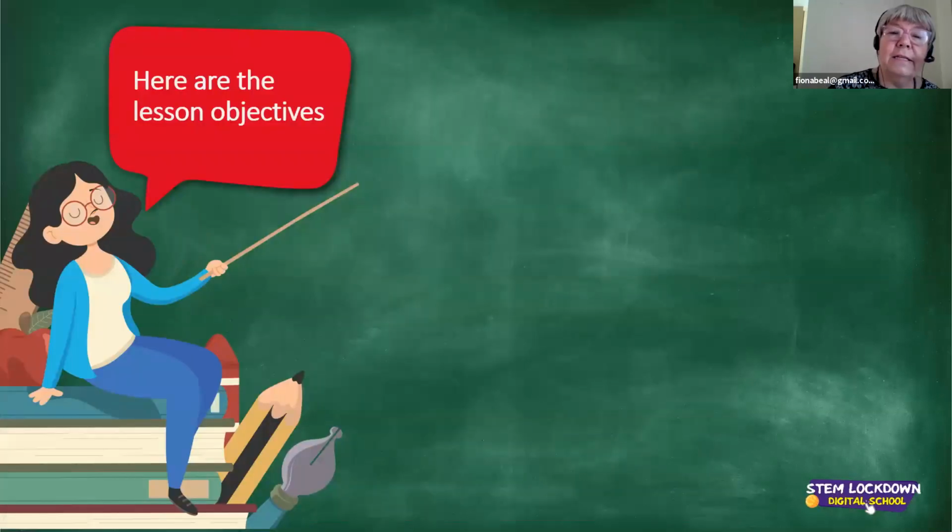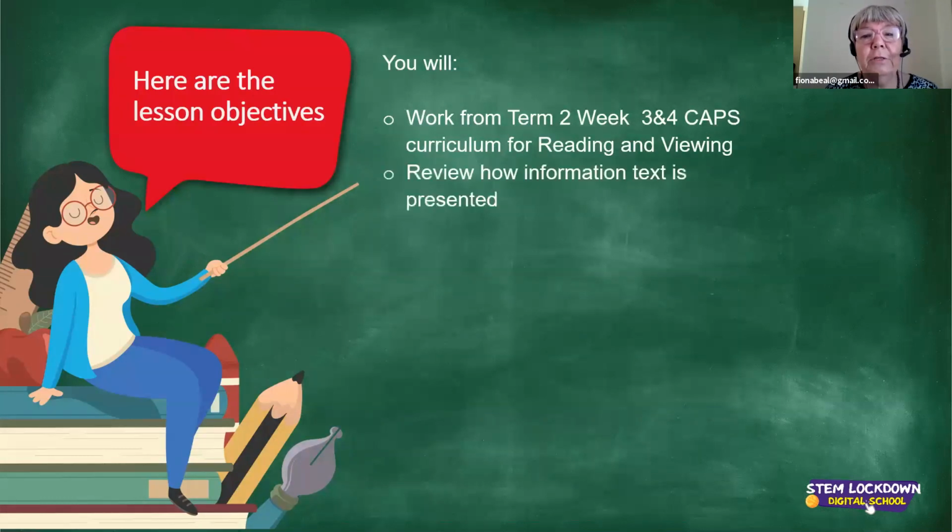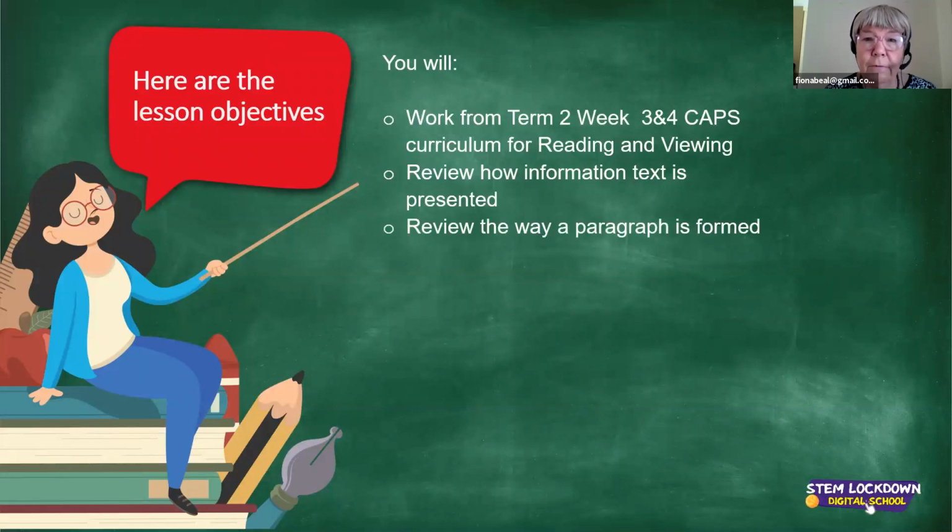So I always like to tell you what we're going to do first so that you know what's coming. Today we're working from term 2, week 3 and 4 of the CAPS curriculum for reading and writing. And we are going to review how information text is presented. Remember, this week is all about information text and descriptions. We're also going to look again at the way a paragraph is formed, because that's a very important skill.